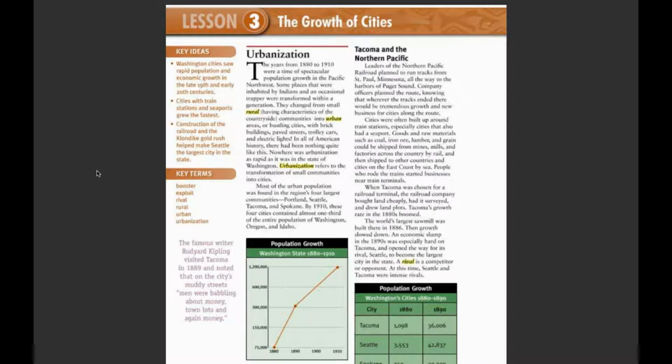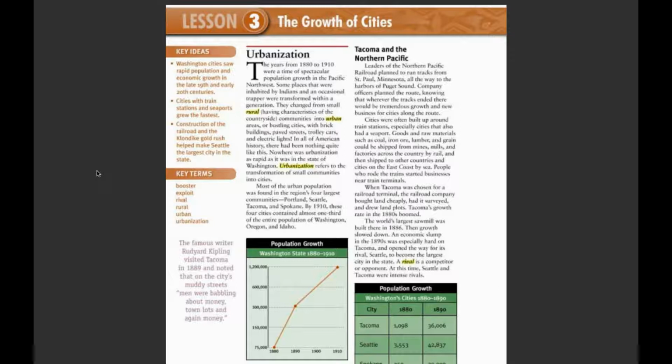Okay, urbanization refers to the transformation of small communities into cities. For example, as I said yesterday, the population of Wenatchee in 1890 was about 400 people. Within 20 years, by 1910, it was about 7 to 10,000. Okay, that was urbanization. Wenatchee went from becoming more of a rural area to more of an urban area. Now, it could still be said that Wenatchee is more rural than urban in comparison to a large city like Seattle, but as it continues to grow, there's urbanization.